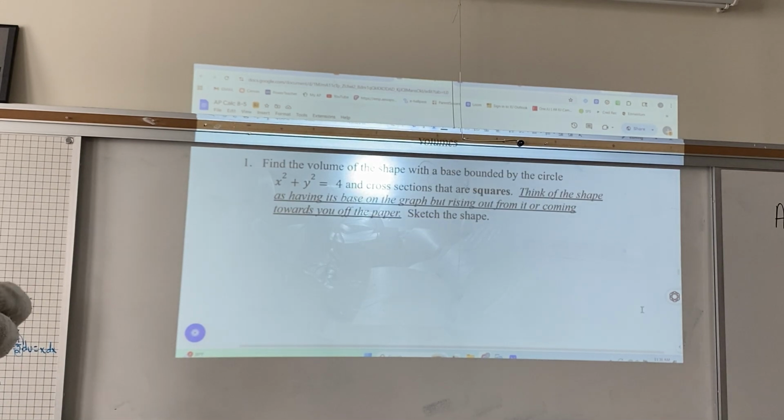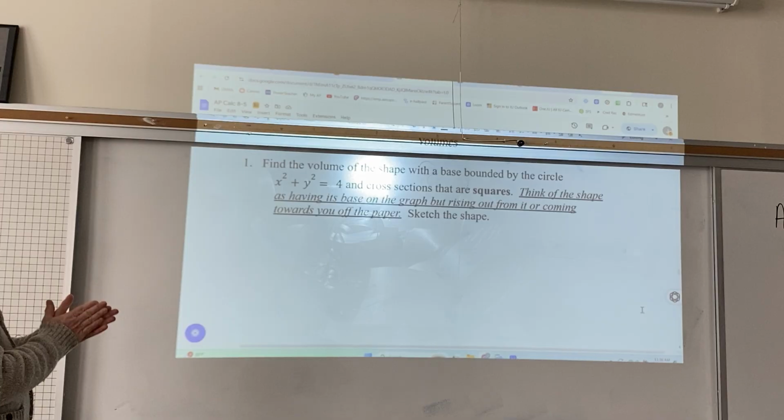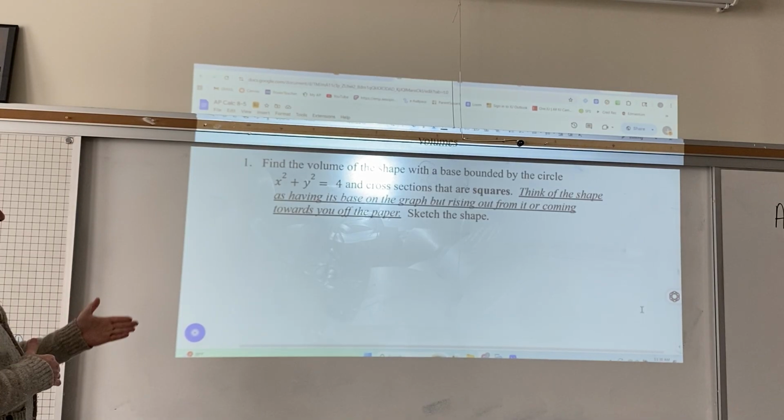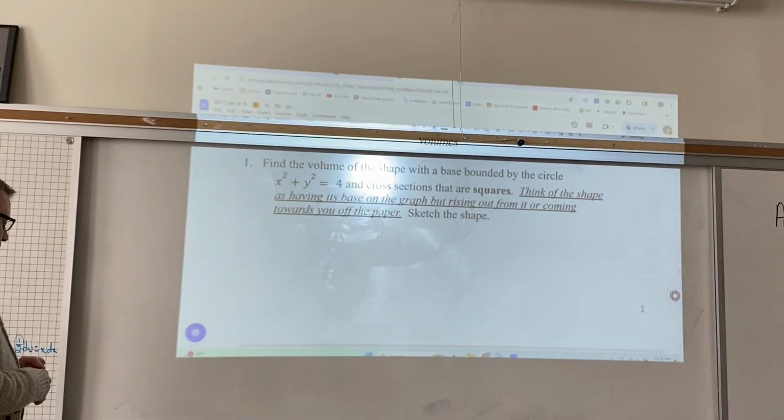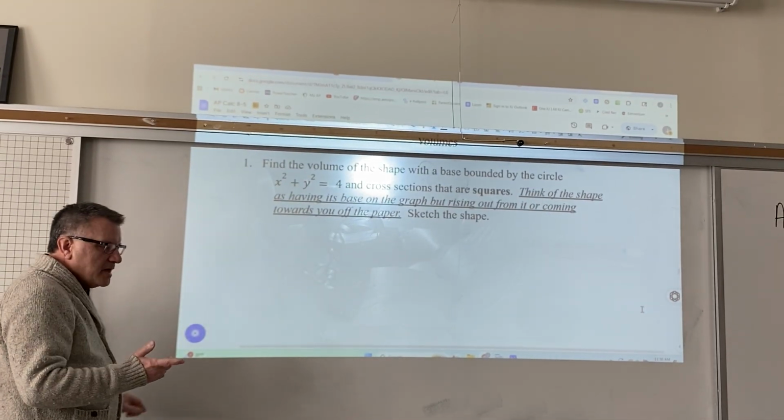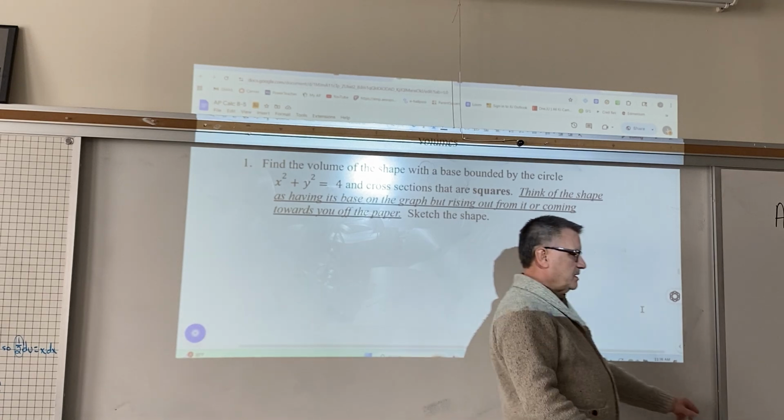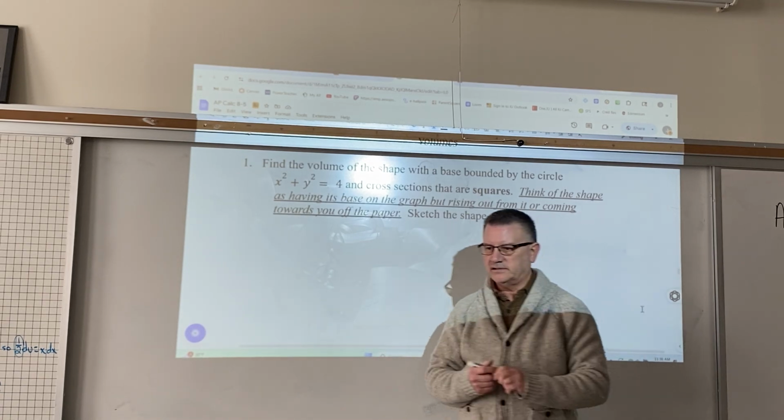Let's find the volume of the shape with the base bounded by the circle x squared plus y squared equals 4. And the cross sections are gonna be squares. So let's think of the base as having, or the entire 3D shape as having its base on the paper, on the graph, but rising out from it or coming towards us off the paper. So as best we can, we're gonna try to draw a picture of what is going on.